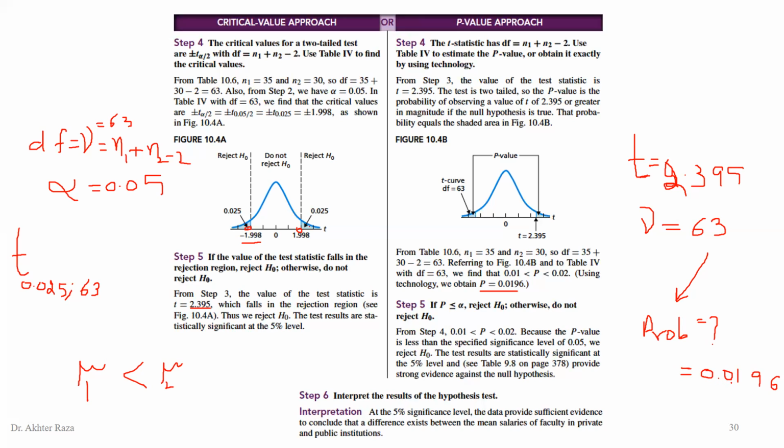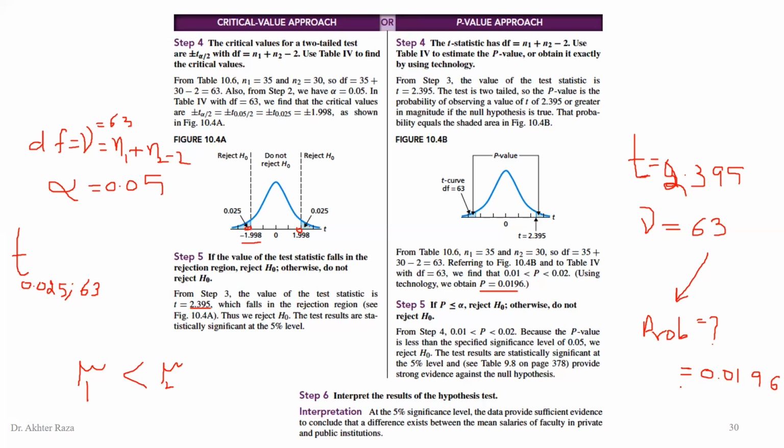As we have 0.05, 0.0196 is smaller than 0.05. If I'm comparing it by two-sided region, and that is 0.025, it is still smaller than that. So we can conclude that the null hypothesis is not true.